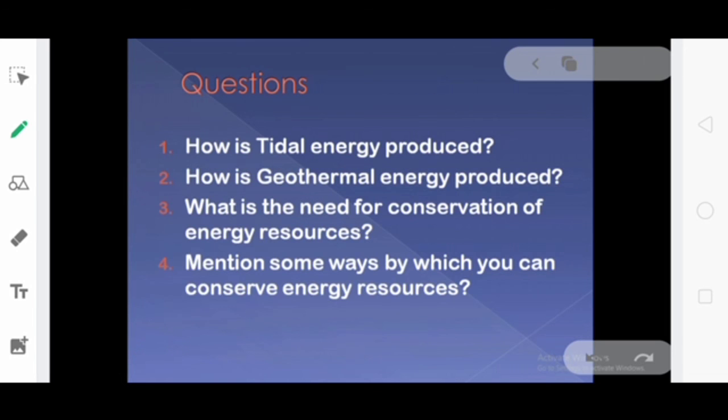So that's the end of this chapter. Now we will move on to the questions for today. First question: how is tidal energy produced? Second question: how is geothermal energy produced? Third question: what is the need for conservation of energy resources? Fourth and the last question for today: mention some ways by which you can conserve energy resources.